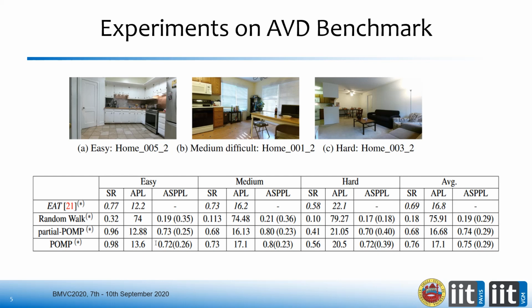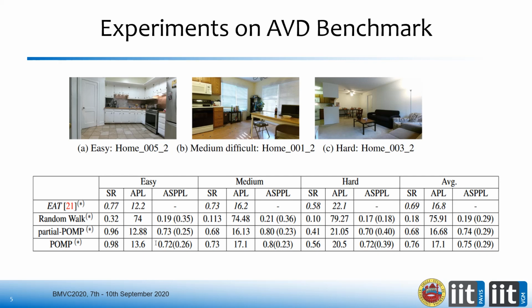APL, which is the average path length of the successful runs. ASPPL, which is the average ratio between the shortest possible path and the length of the path output by the methods, in which a larger value indicates a higher absolute efficiency. We can clearly see that our method outperforms the random walk baseline and performs very close to the state of the art, even though we do not need to collect and annotate a massive amount of data for training.